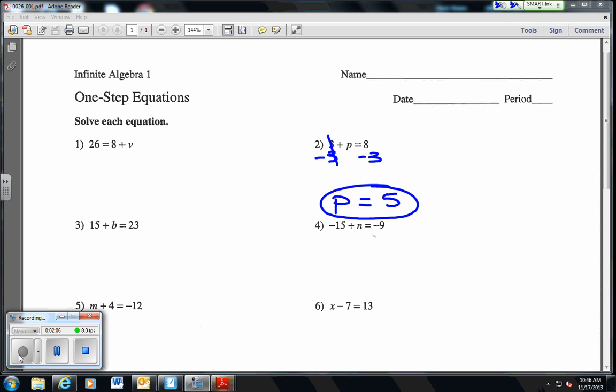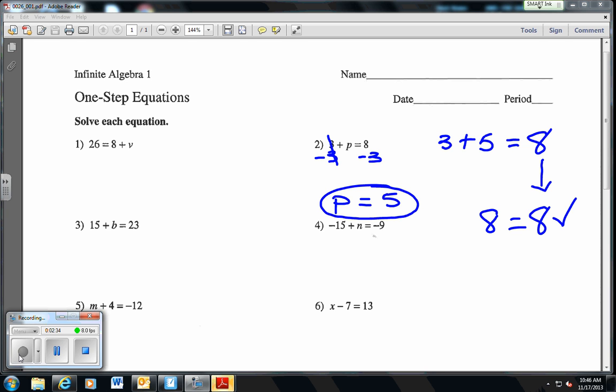Now we check our answer. So 3 plus, and then instead of p, we're saying that p equals 5. So we replace p with 5 equals 8. Now on the right side, there's no math to do. 8 is there, nothing's being done to the 8, so we just bring that down, bring the equal sign down, and then 3 plus 5, we do that math, and we get 3 plus 5 equals 8. So the check lets us know that we did get the correct answer there.